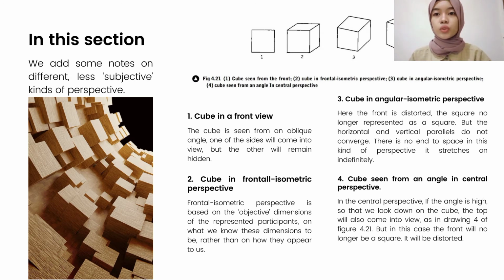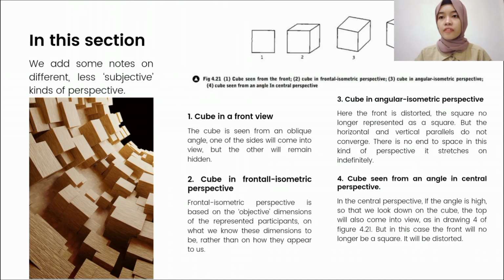Angular isometric perspective was used, for example, in the 18th century, by Japanese woodcut artists of this period, who always chose an oblique point of view as well as a relatively high angle. They looked at the world without a sense of involvement. So we can see that they take a look at the world from a detached point of view, from a meditative distance. And we also have Figure 4. It is the cube seen from an angle in central perspective. In the angle of central perspective in Figure 4, if the angle is high, we can look down on the cube. The top will also come into view, but in this case, the front will no longer be square. It will be distorted.